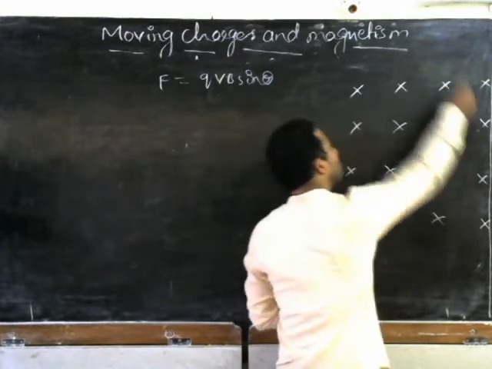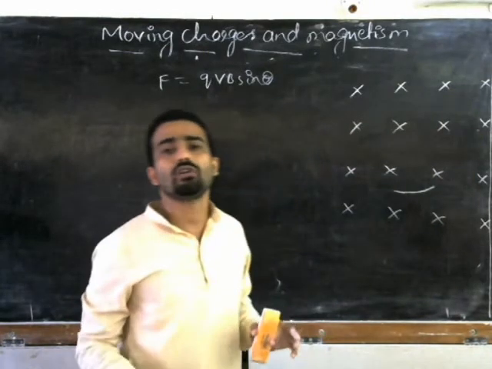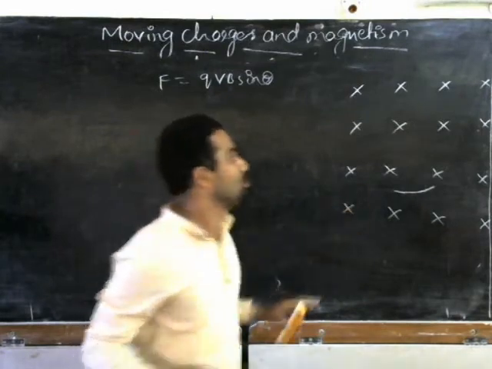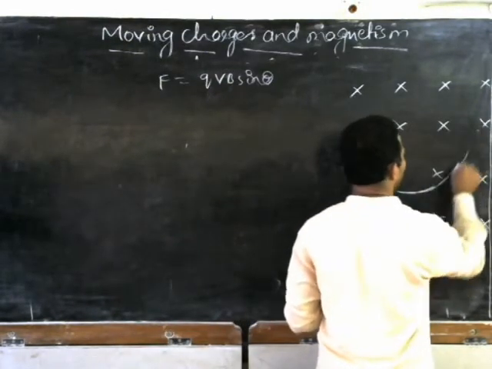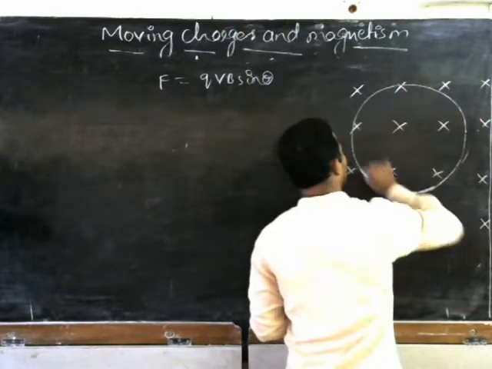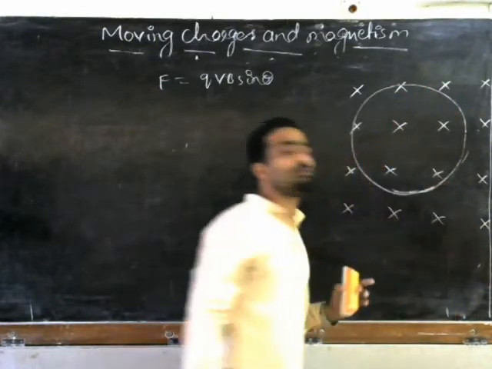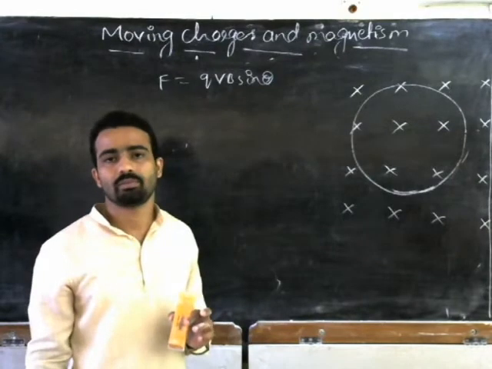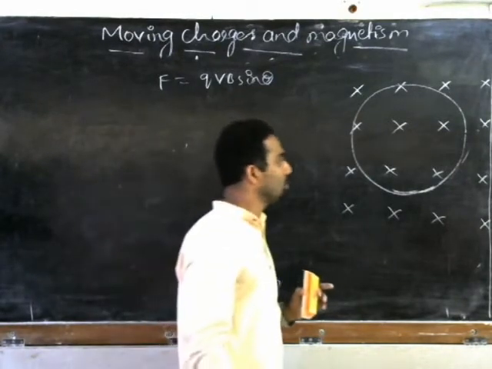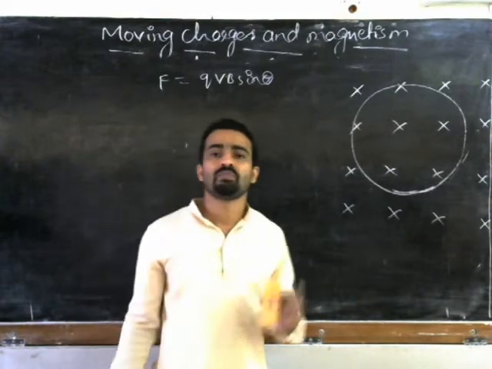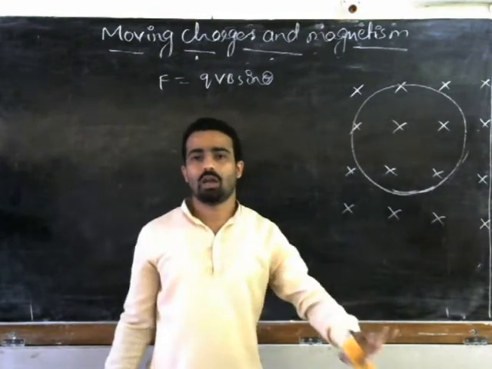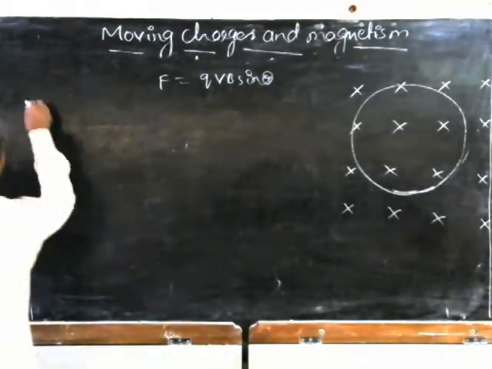Again, at each point, there will be a force acting upon that charged particle, so that it will constitute one circle. It will follow the circular path. So if theta is equal to 90 degrees, then the path followed by the charged particle is circular. So we have to write that here.